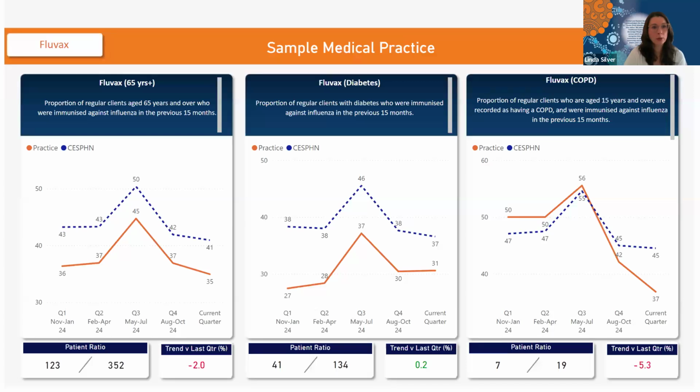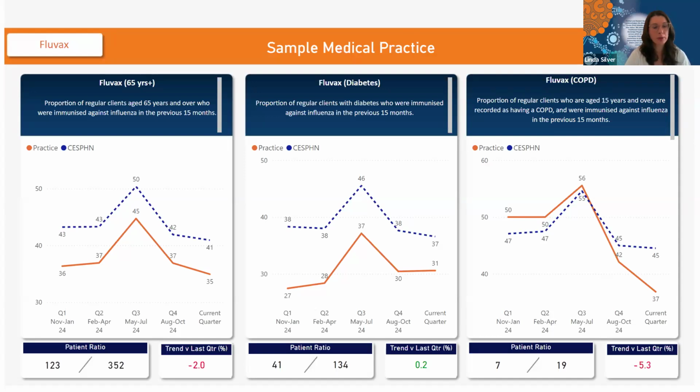So here we are looking at regular patients who have had a flu vaccine in the last 15 months at your practice. But we are only looking at the vulnerable population cohorts: people 65 and over, patients with diabetes, and also patients who are 15 and over and have COPD. So we can see, again, natural variance in action here, because we do expect that there would be a spike in our performance around May, July.